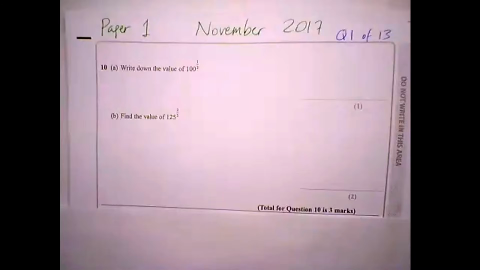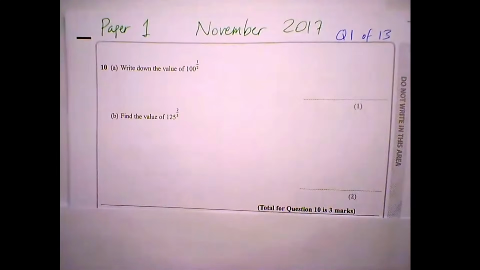Today we're looking at fractional and negative numbers. This is the first question. This is a paper 1 question from November 2017. This is the first of 13 questions. Press pause and have a go. When you're ready for the answer, press play.